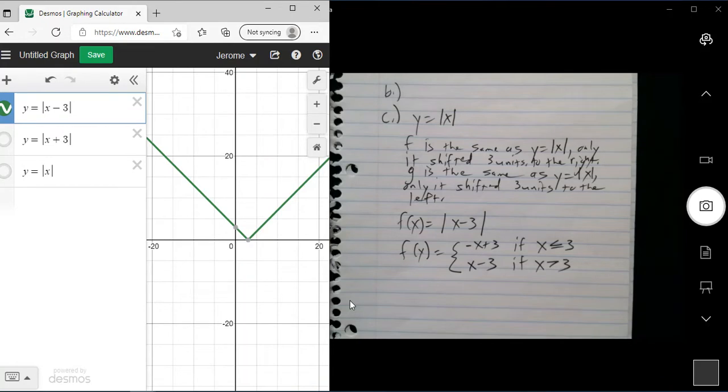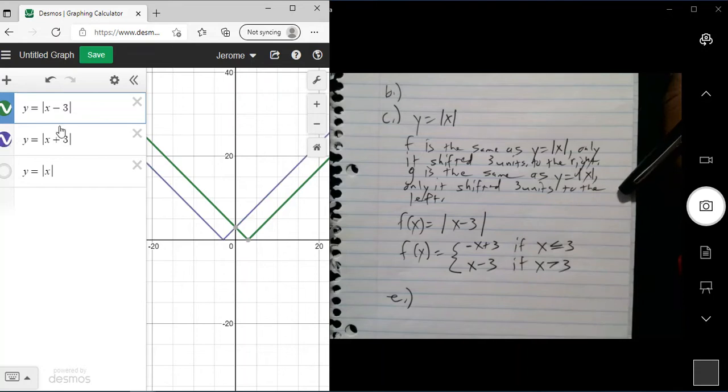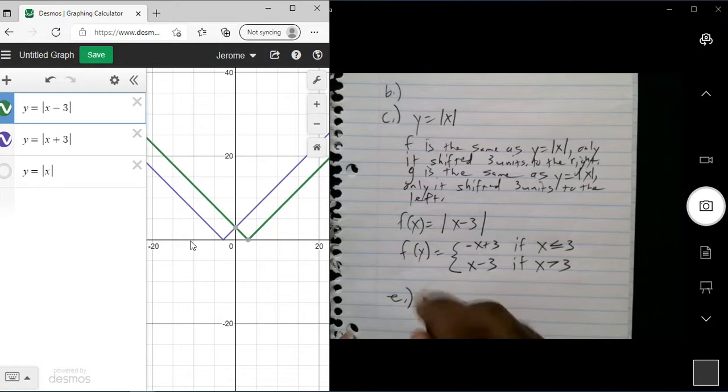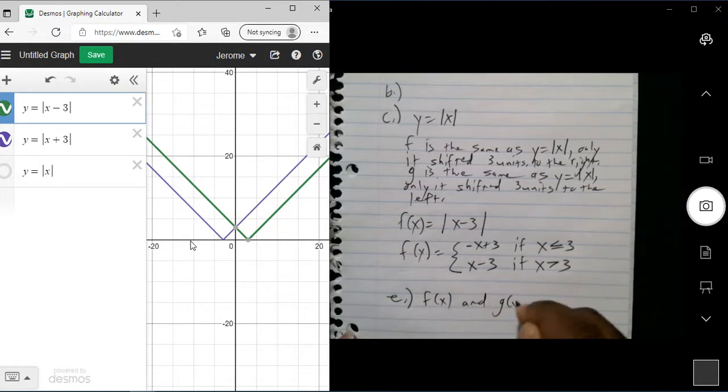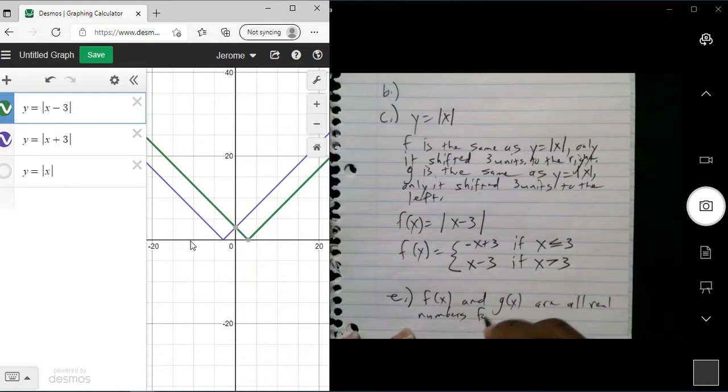Now, E, it says, what is the domain of f of x? What is the domain of g of x? Basically, there's no restrictions on f of x or g of x. The x values, it includes all of the x values. So we could say f of x and g of x are all real numbers for their domain.